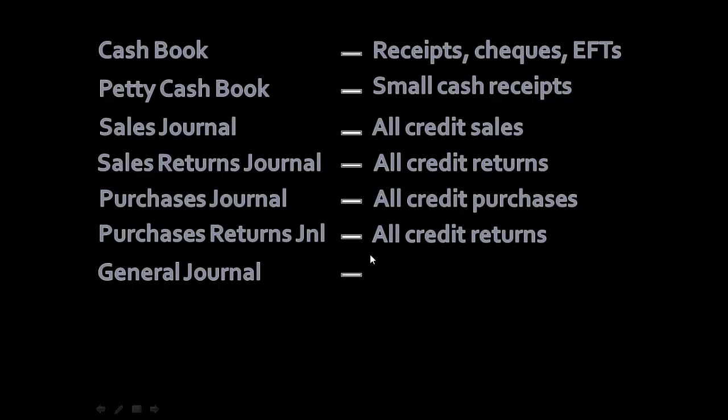And then lastly we get the general journal. Now all transactions that cannot be processed in the cash book, petty cash book, sales journal and the rest are processed in the general journal. Items such as when an owner invests equipment into the business or when an owner withdraws goods from a business. These unusual items are processed in the general journal. Each of these books of first entry will be covered more in detail in later lessons.